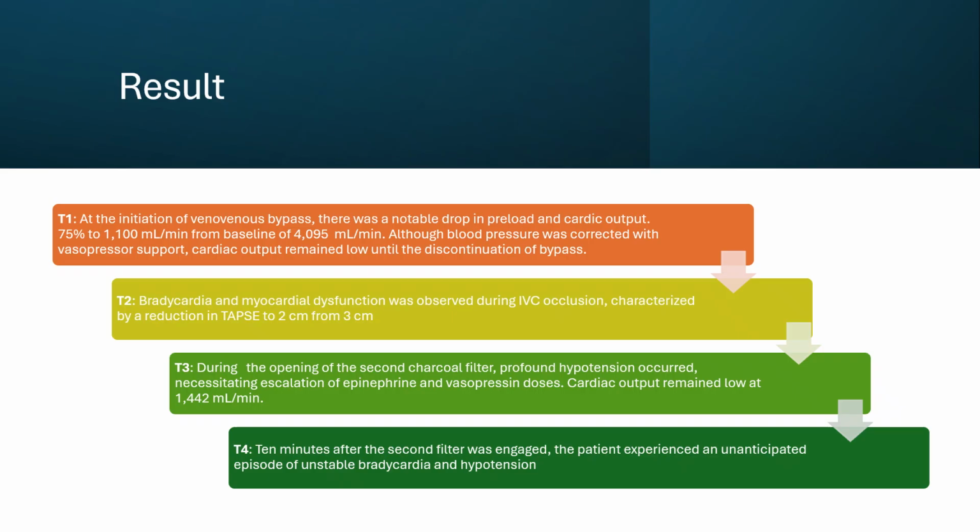The third episode of hypotension occurred with the opening of the charcoal filter, and more so with the second filter than the first one. Profound hypotension occurred. It necessitated the escalation of epinephrine and vasopressin doses. The patient was on an infusion, but also required multiple boluses. The cardiac output remained low at 1.4 liters a minute. At T4, about 10 minutes after the second filter was engaged, the patient experienced an unanticipated episode of unstable bradycardia and hypotension.